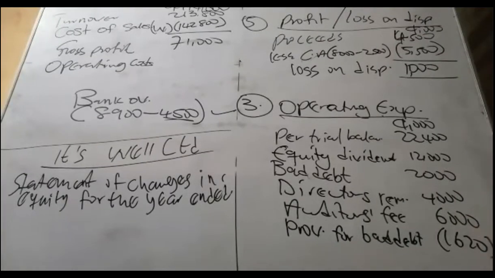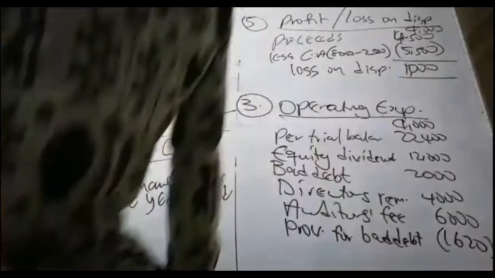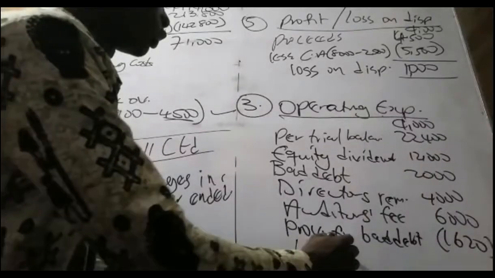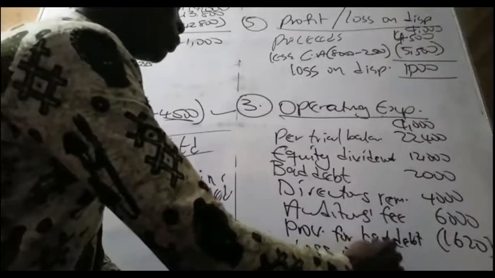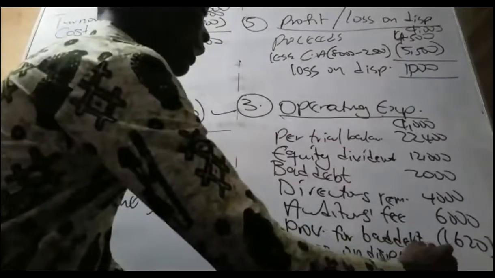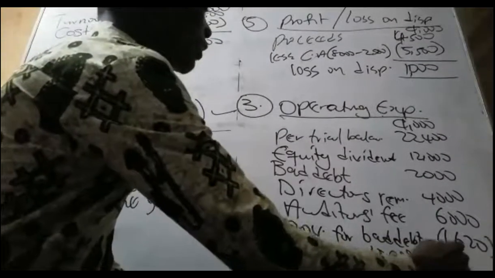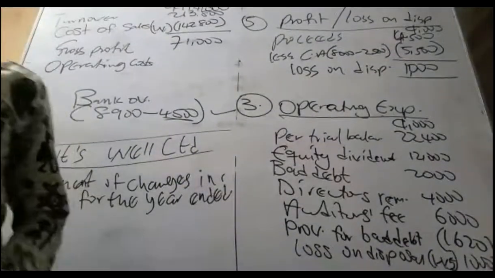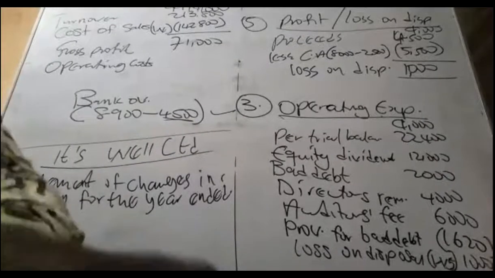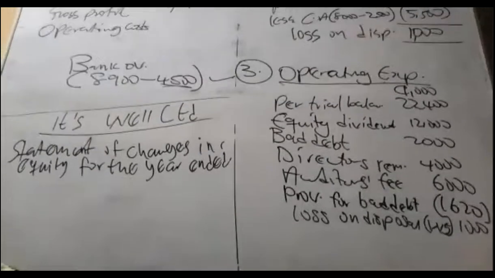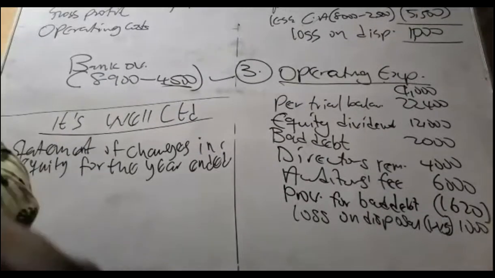So let's go and add it to the operating cost, loss on disposal. You go to operating cost, then you put it there, loss on disposal. Open your bracket nicely, examiner, go to reference 5, you see there, 1,000. Just add. Great.